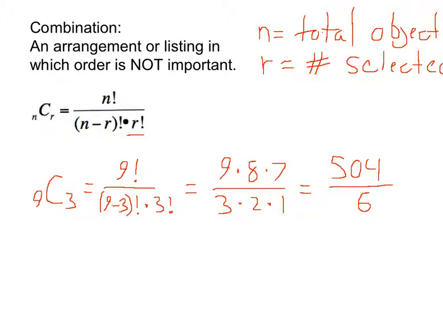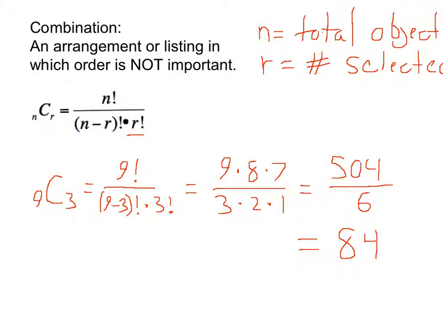Why by 6? Well, first of all, because the formula says divide by r factorial, and 3 factorial is 6, but also because any grouping of 3 guys could be rearranged 6 different ways. But with a combination, I don't care how many different ways I can rearrange it. It's the same 3 guys. It's just one committee. So I divide that by 6 and I get 84.